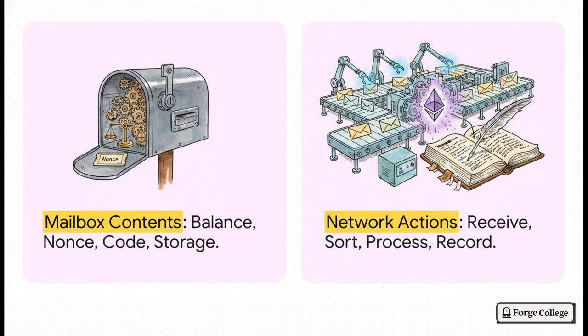This actually illustrates a distinction that you absolutely must master. We really have to separate what the account stores from what the network actually does. Think of the mailbox contents as the account state object itself. So its balance, its sequential nonce, its code if it's a smart contract, and its storage. But then, entirely separate from that, we have the network actions. The network is the post office infrastructure itself. It's receiving the mail, sorting it by verifying and ordering the transactions, processing those state transitions inside the Ethereum virtual machine, and then finally recording the whole shebang into the official canonical registry. You know, the state trie.